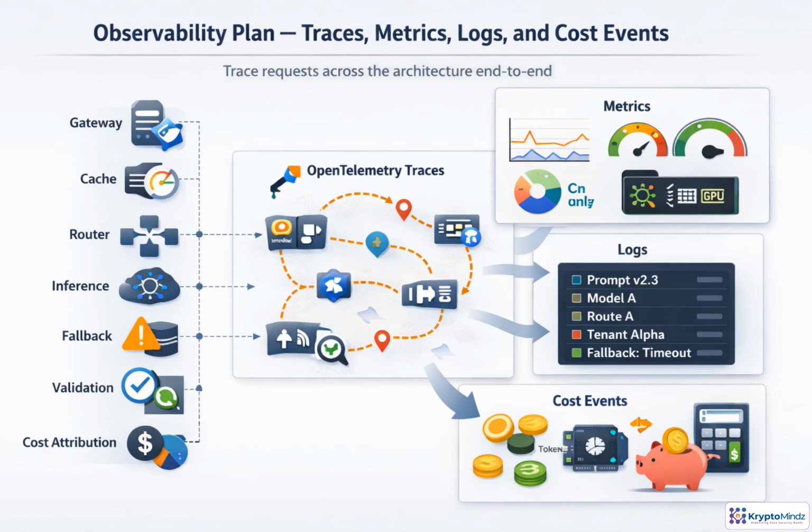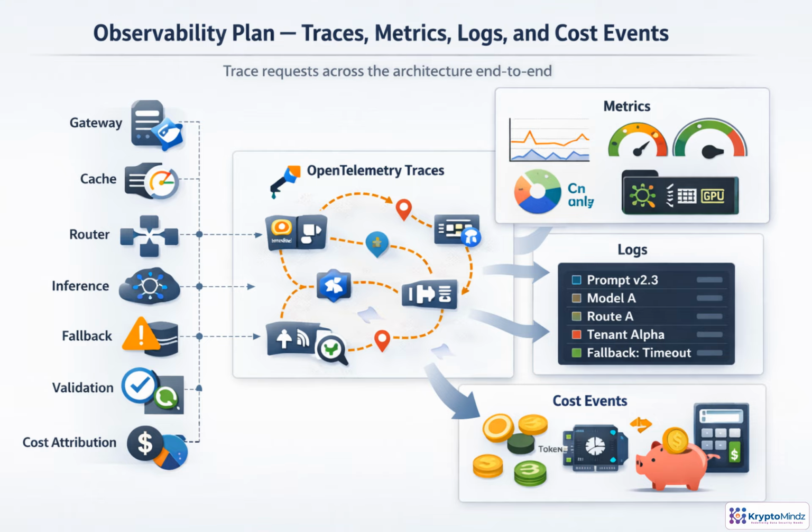Observability has to be built into every hop, not added after launch. Each request should carry OpenTelemetry trace context from the gateway through cache, routing, inference, fallback, validation, and cost attribution. That creates one end-to-end story when latency spikes or an answer fails.